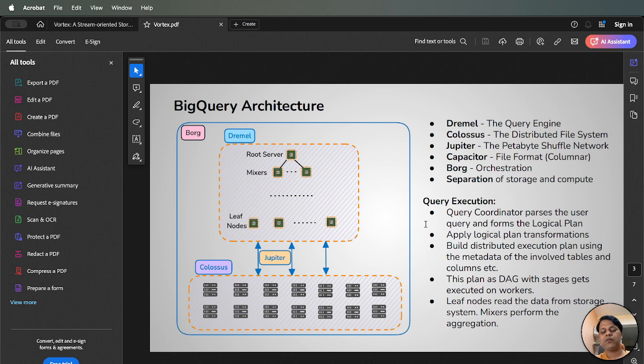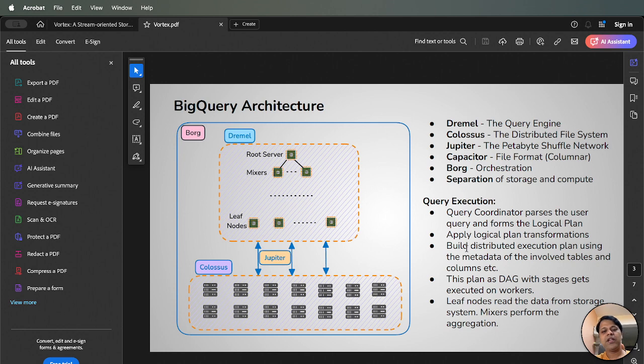Okay. So how does the query execution happen? Whenever a query is fired, the query coordinator parses it and creates the logical plan. Once the logical plan is ready, it applies certain transformations like push-down optimization and filters on it to create an optimized, more refined plan.